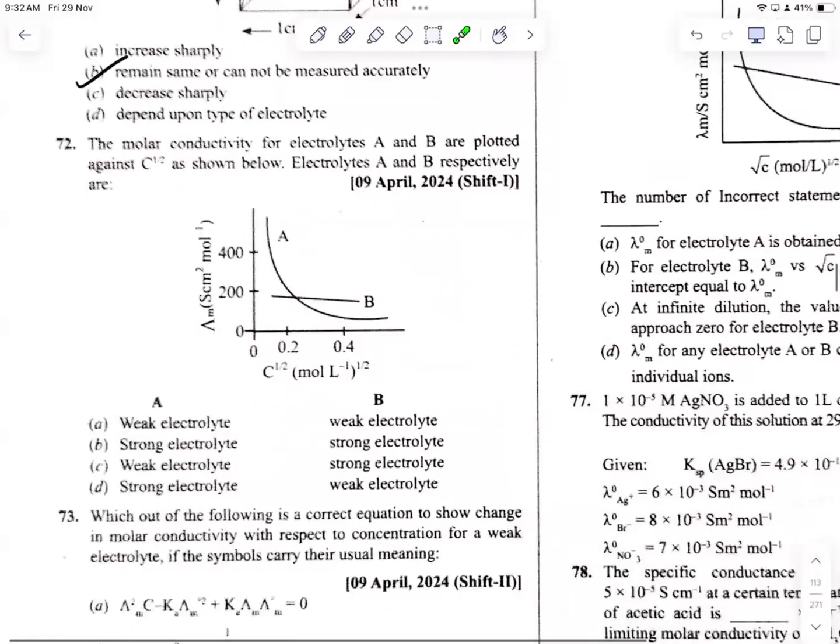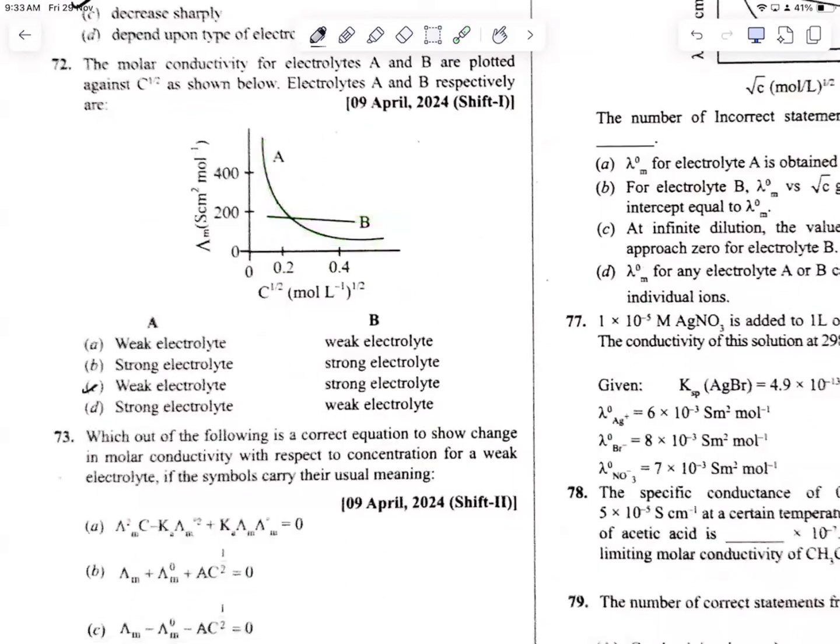Next. Molar conductance for electrolytes A and B are plotted. Electrolytes A and B respectively are. You know that A is for weak electrolyte, B is for strong electrolyte. Got it? So which is option C.